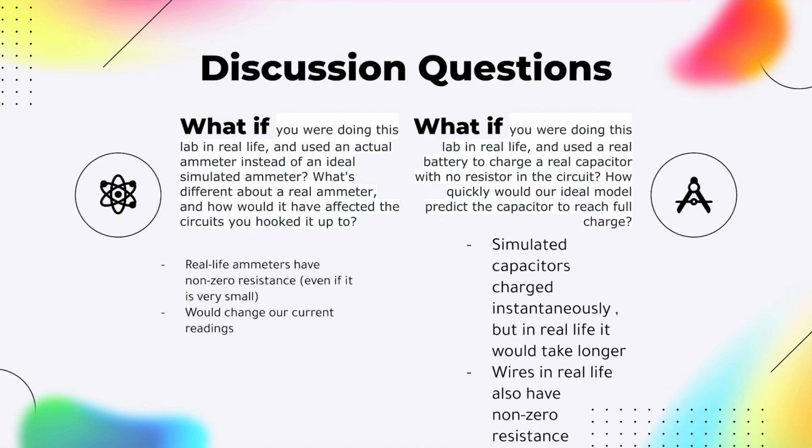And what if we were doing this lab in real life and used a real battery to charge a real capacitor with no resistor in the circuit? How quickly would our ideal model predict the capacitor to reach full charge? In our online experiment, the capacitor charged almost instantaneously. Obviously, in real life, this is not the case. It would probably take longer. Also, unlike in the simulation, real-life wires have very small, non-zero resistances, which would also affect our results.